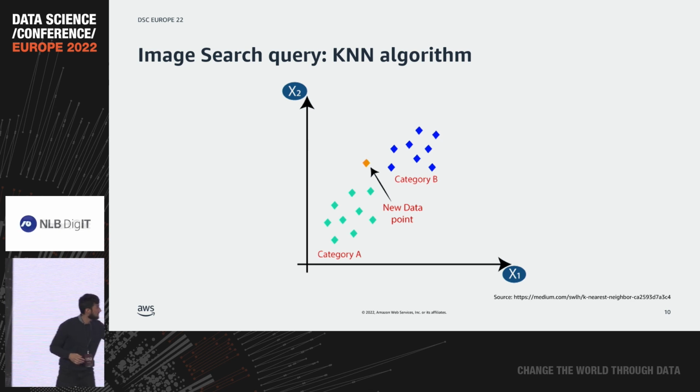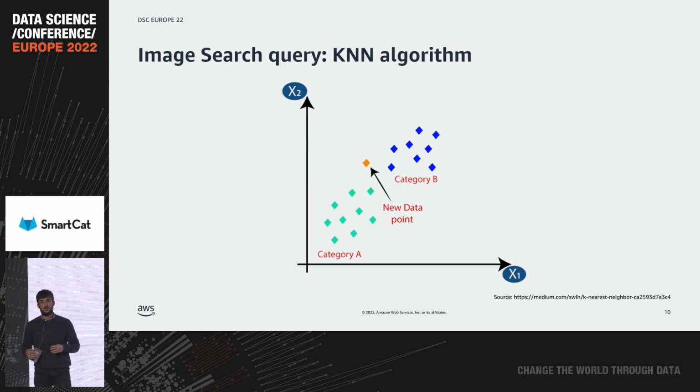Let's say that we have this data point, and we want to find the ones that are most similar to the other images that are also represented by feature vectors. What we can do is to use the KNN algorithm. KNN stands for k-nearest neighbors. And what it does is measure distances. So it measures the distances between that feature vector and other vectors that we have stored in our data store.